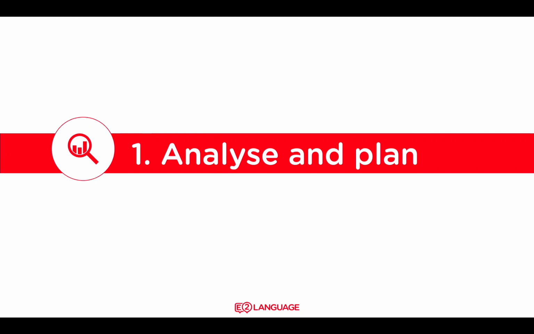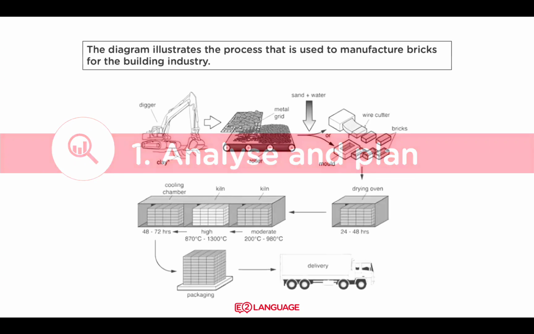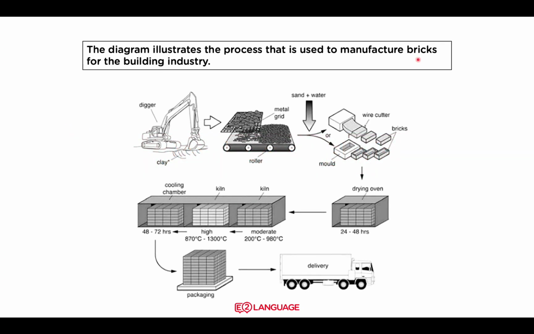So let's look at our process in more detail. So this process shows how bricks are made, and obviously this is bricks down here. And we're going to start over with the digger and the clay. Then this material, this clay, goes into a metal grid across a roller. Sand and water are added. So there are lots of little bits of information along the way.